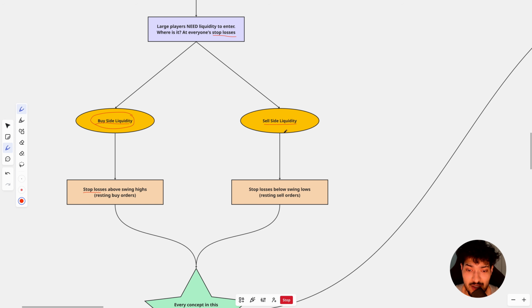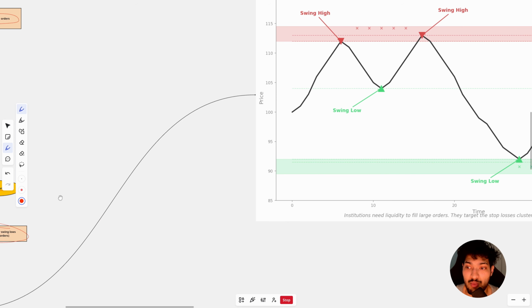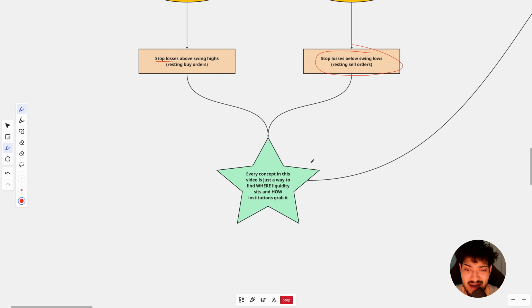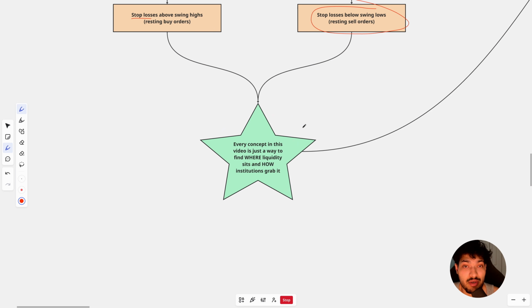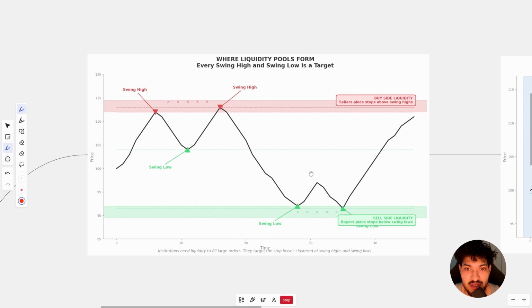And for sell side liquidity, there are going to be stop losses resting below swing lows. Again, we're going to get into this diagram real quick. But like I said, every concept in this video is just a way to show you where the liquidity sits, how these institutions are grabbing it and utilizing it to get into their positions, and then how you can leverage that for yourself, based on what I'm about to teach you guys. Which brings us to this example.